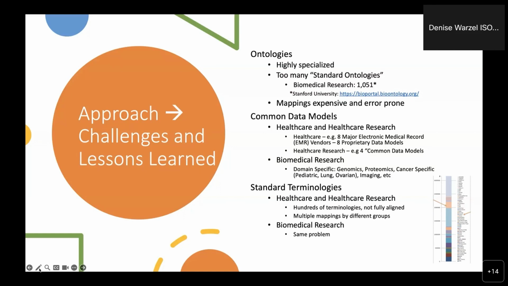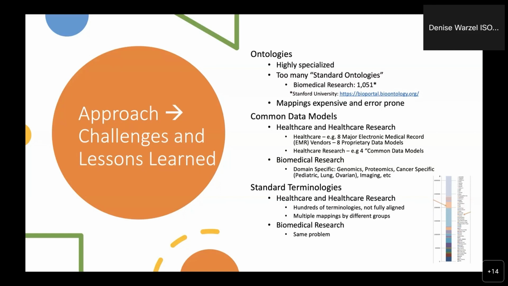Okay, so the other problem with all these multiple ontologies, if you've ever tried to map across ontologies, you know that it is very expensive. Again, special skills required, error prone. There's often not one-to-one mappings, and some concepts just don't exist in the target ontology. So ontologies have not really helped us realize interoperability in any sort of scalable way.